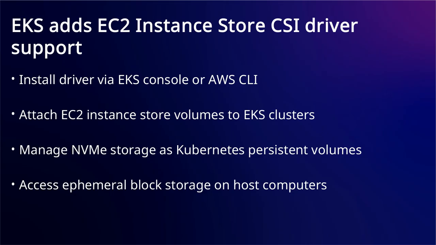Kubernetes workloads running on EKS often need access to high-performance local storage for temporary data, caching, or performance-intensive operations, but configuring EC2 Instance Store volumes manually can be complex. You can now install the EC2 Instance Store CSI driver directly through the EKS console or AWS CLI as a managed add-on. This driver enables you to attach EC2 Instance Store volumes to your EKS clusters, providing ephemeral block-level storage that is physically attached to host computers.